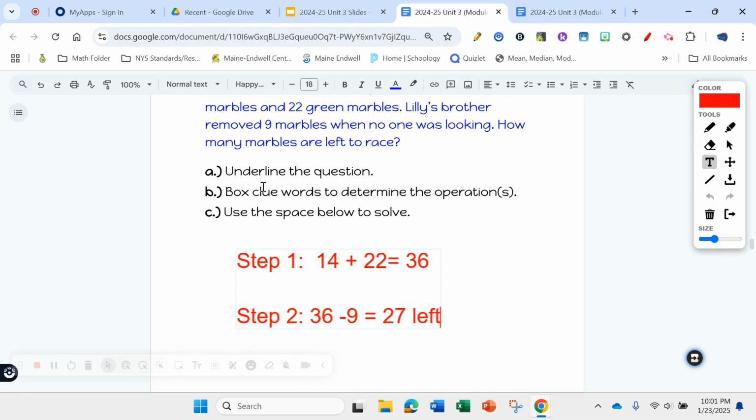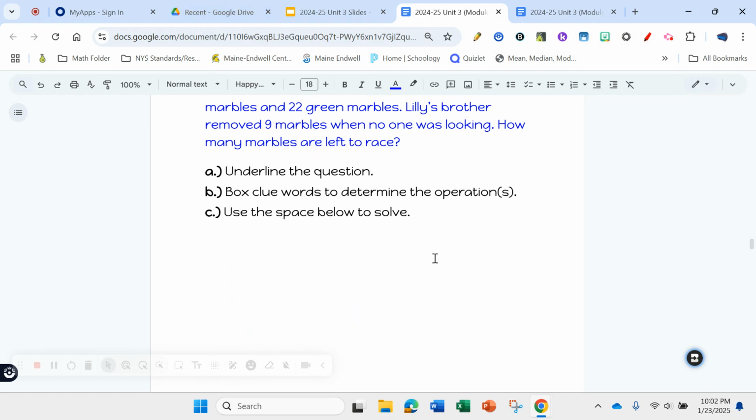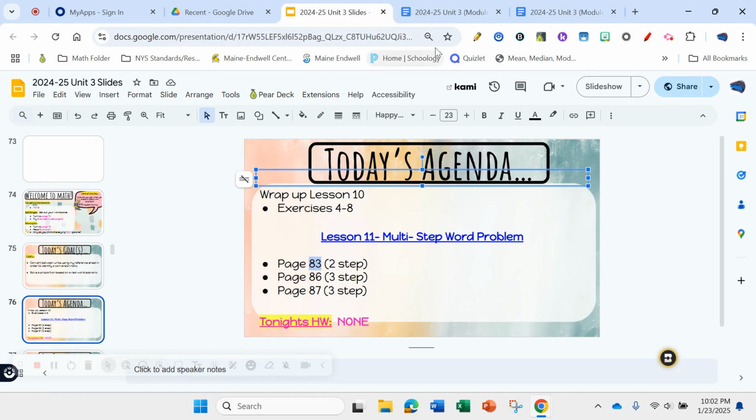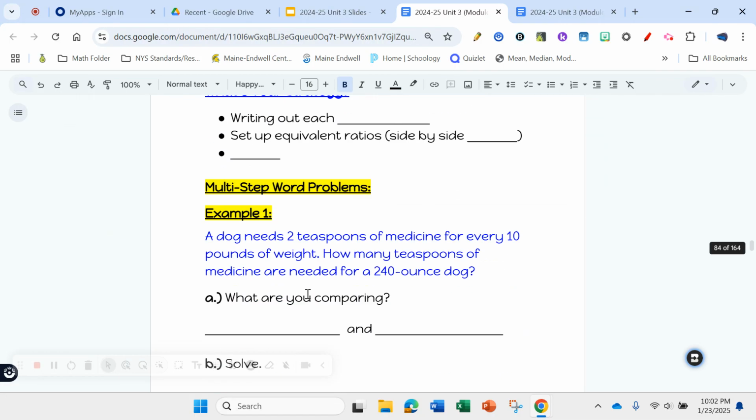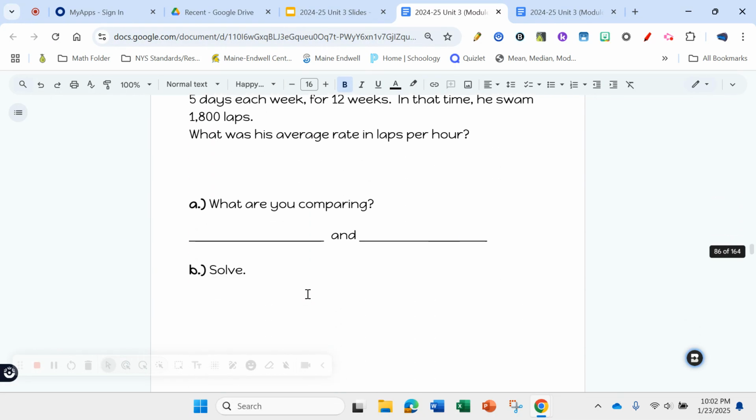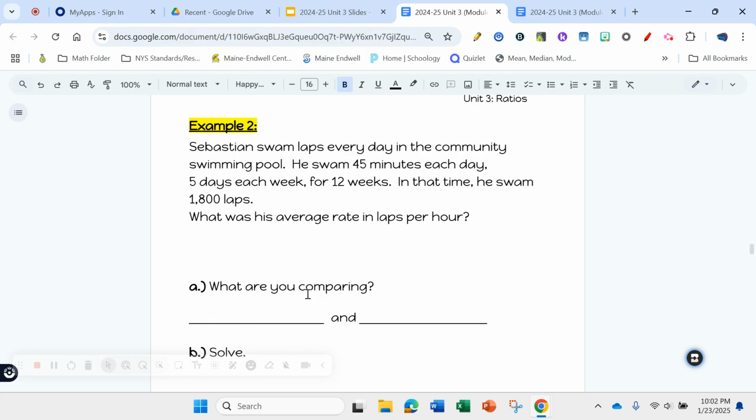And again, we're taking a break from ratios right now, just getting in some multi-step problems in here, okay? Let's go to page 86. Almost done, guys. Page 86.